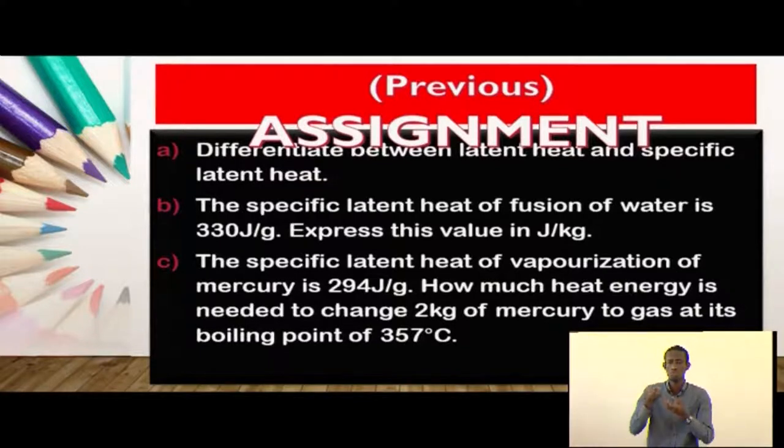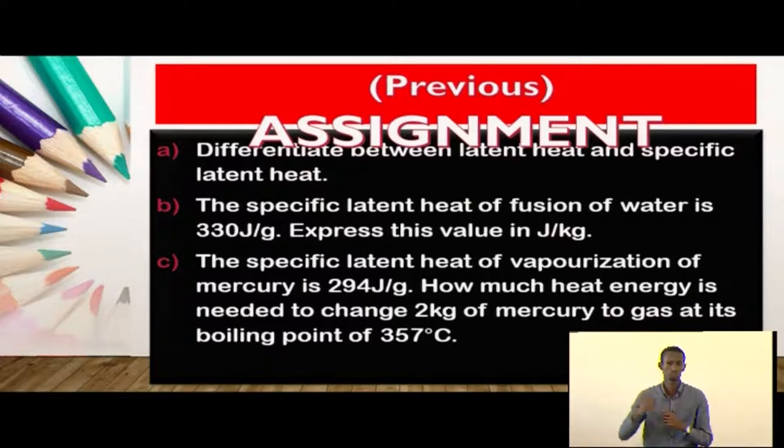I'm going to move to the other side. Specific latent heat of vaporization, we are going to use LV. It's given as 294 joules per gram. Okay? Per gram, we can write it like this. You can write a stroke, but you can write that.